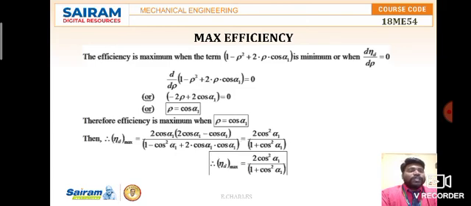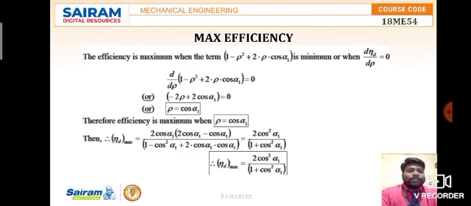So we take the diagram efficiency and make its derivative equal to 0. If you differentiate it, you will get minus 2 rho plus 2 cos alpha 1 equal to 0. So finally rho is equal to cos alpha 1. Therefore, efficiency is maximum when rho is equal to cos alpha 1. Whenever rho is equal to cos alpha 1, the efficiency will be maximum.